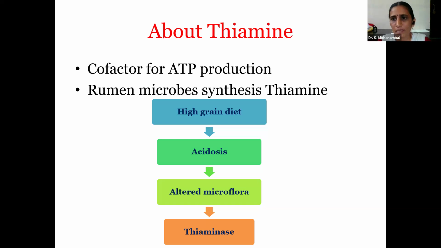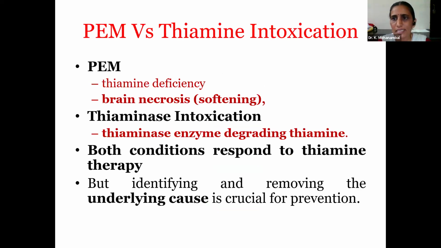And we need to differentiate between the polio. Whenever I speak about thiaminase, everyone will think about the term polioencephalomalacia. So what is the difference between polioencephalomalacia and thiamine toxicosis? Polioencephalomalacia occurs mainly because of thiamine deficiency, vitamin B1 deficiency, which in turn leads to necrosis of the cortical area of the brain. Whereas thiamine intoxication is because of a high amount of thiaminase enzyme, which degrades the thiamine present in the animal body.